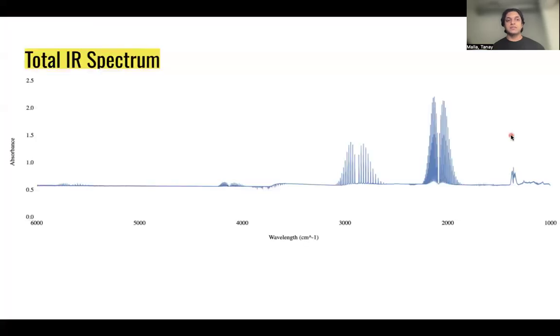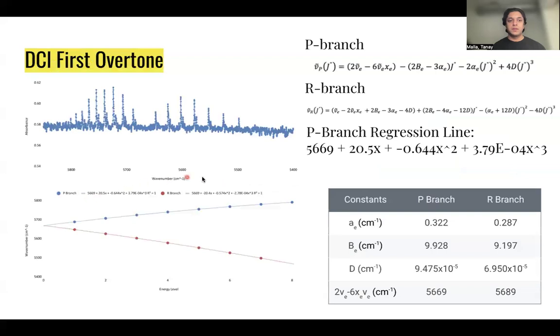As a part of data analysis, we gathered the total IR spectrum that was provided by the lab instructor. To start the analysis, we will go from left to right, starting with the most energetic, the DCl first overtone. In the top left graph, we can see a zoomed-in image of the total IR spectrum to show the distinct rotational peaks. For the R branch on the left, there were 8 distinct peaks, while the P branch only had 7. The wavelength of each peak was assigned an energy level and plotted on the bottom against its energy level.